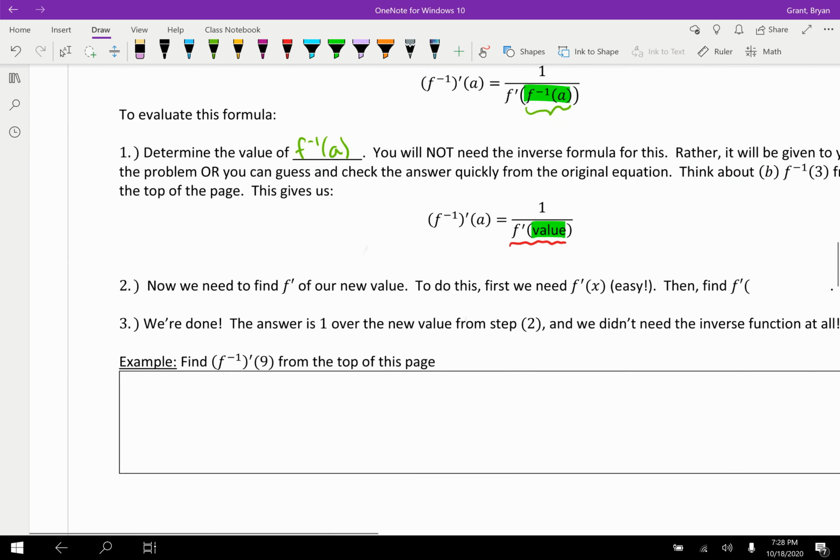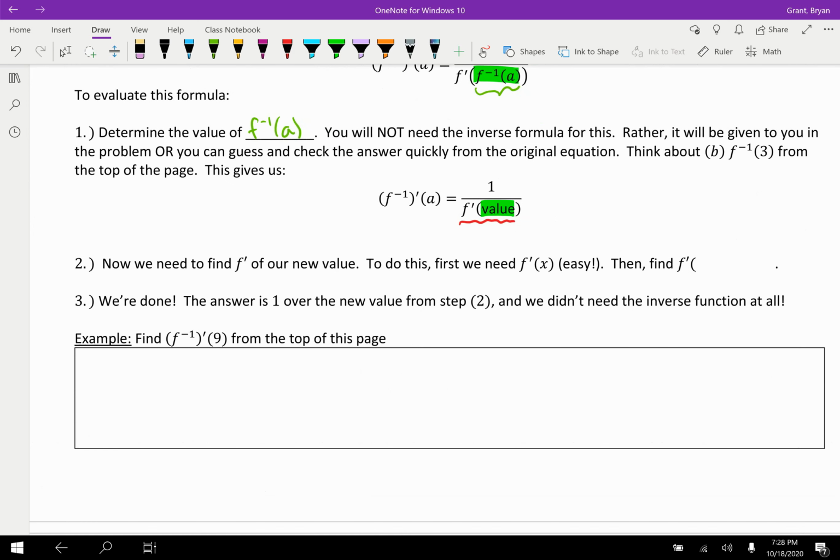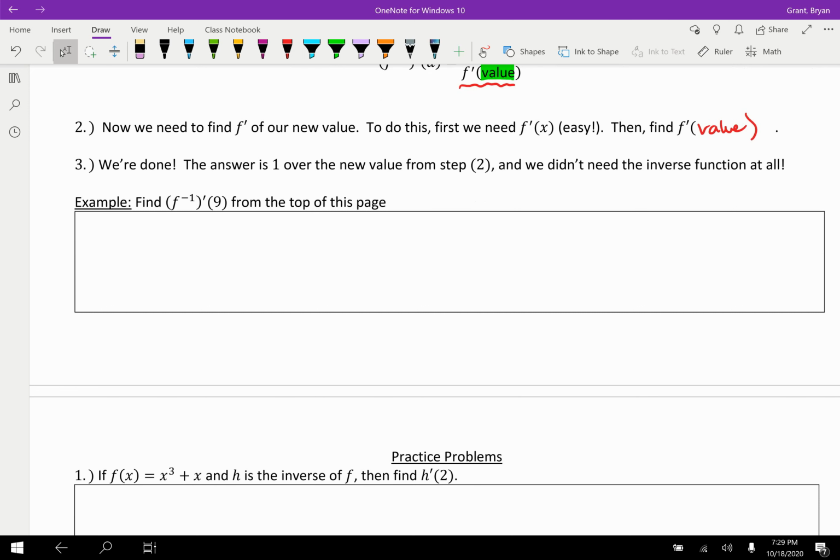Okay? So let's see. Now that we need to find f prime of our new value, to do this we need f prime of x, then find f prime of the value. And we're done. That's it. So let's take a look at a quick example. We're going to find f inverse prime of 9 from the top of this page. Okay, what are we trying to find? We want to find f inverse prime of 9.